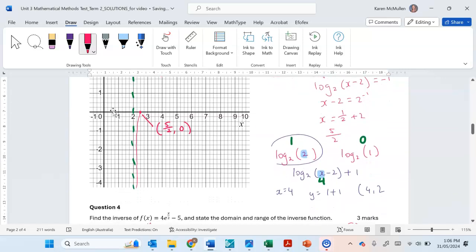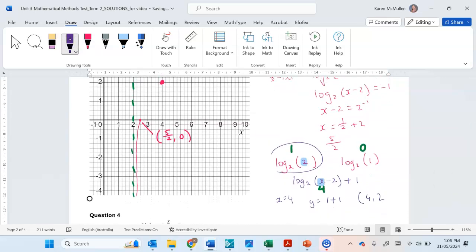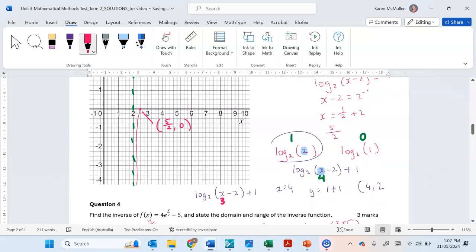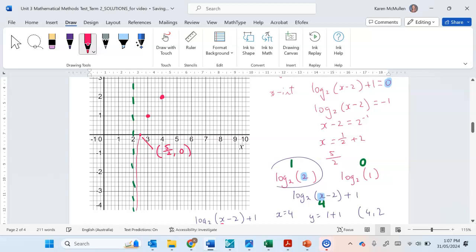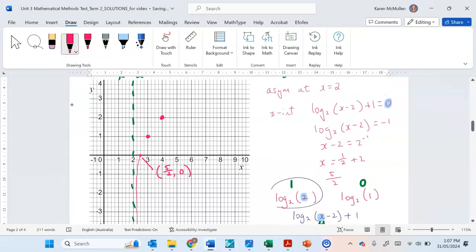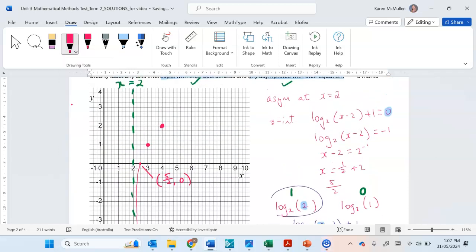All right, and the other one, I'm running out of room. Let's just do it down to the side here. So we're going to have log base 2 of (x minus 2) plus 1. So what would I put in for x to make this whole log 1? It's going to be 3. So when x is equal to 3, we get 0. So 0 plus 1 is 1. So our other point is going to be here. So when you're sketching, we just have to make sure we go through those 2 points.